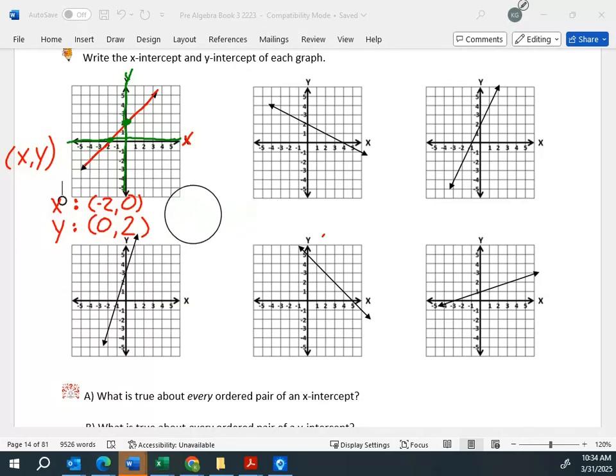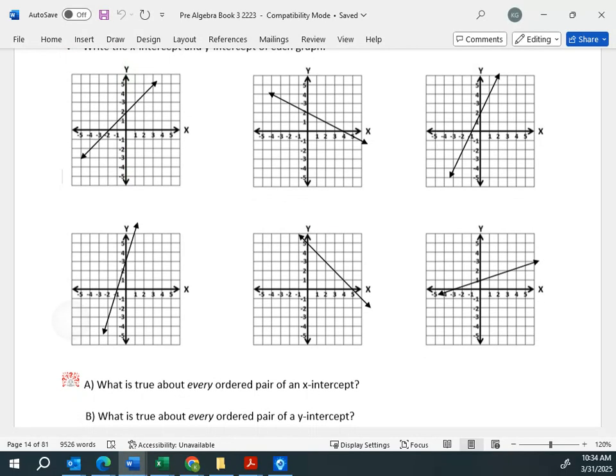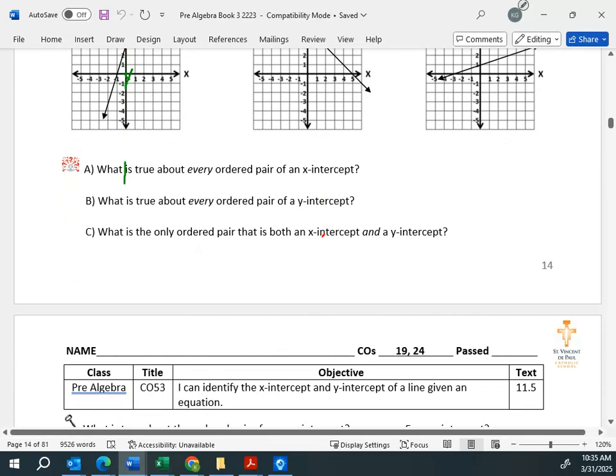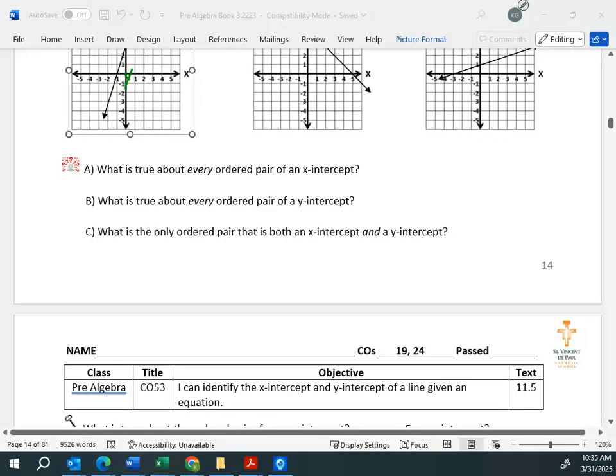So for each of these graphs, we can see our line crosses both the x and the y axes. So you're going to label x, y's, and you're going to put those ordered pairs for each of them for that x-intercept and the y-intercept. Then at the bottom we have some questions. A says, what is true about every ordered pair of an x-intercept? I've already said this, so you should be able to answer that. What is true about every ordered pair of a y-intercept? Again, I've already said it out loud, almost in those exact words, so you should be able to answer it.